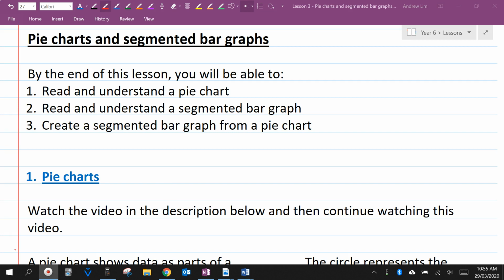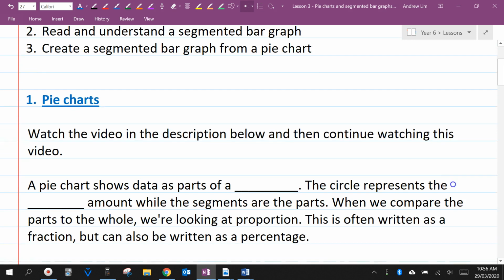In this video we are going to be looking at pie charts and segmented bar graphs. By the end of this lesson you'll be able to do these three things: read and understand a pie chart, a segmented bar graph, and create a segmented bar graph from a pie chart. So let's have a look at the first one, pie charts.